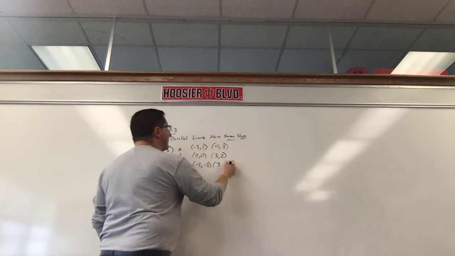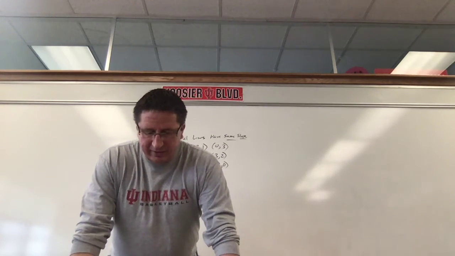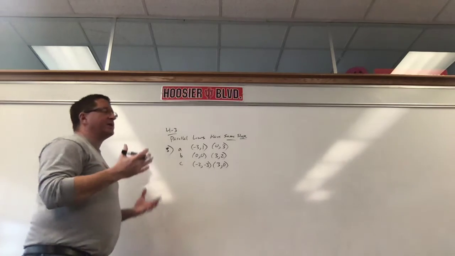Now when you look at them, you might say it looks like A and B are parallel, and maybe A and C are parallel. But just because something looks parallel doesn't mean it is. So they're actually going to calculate these.